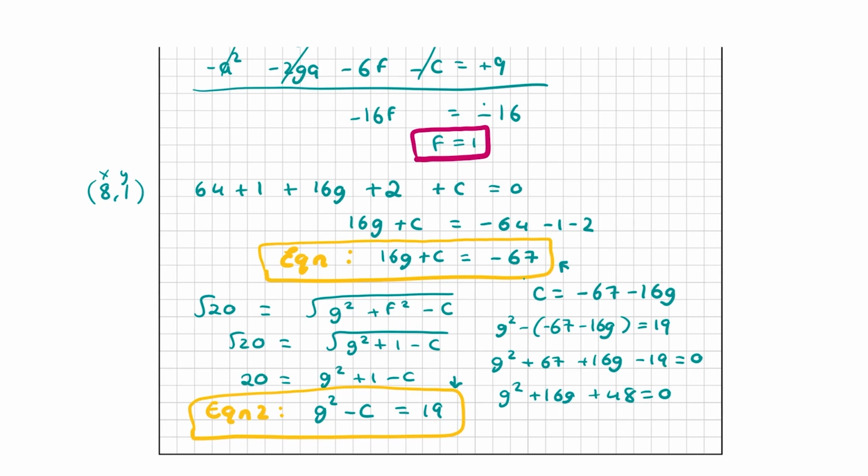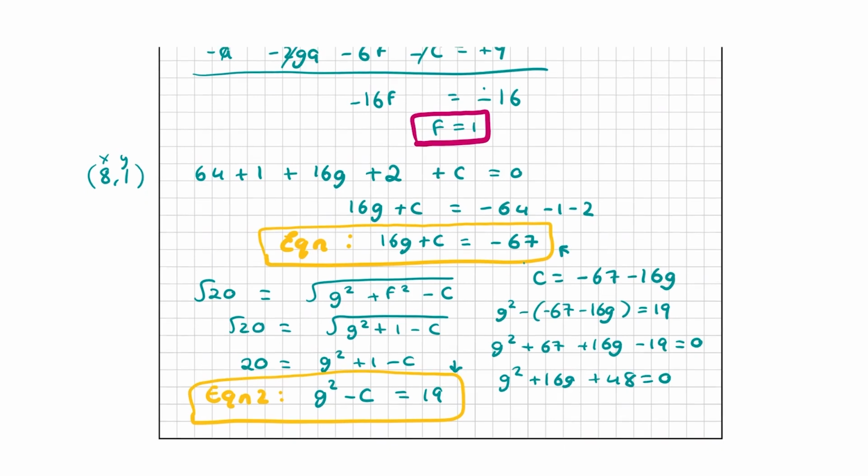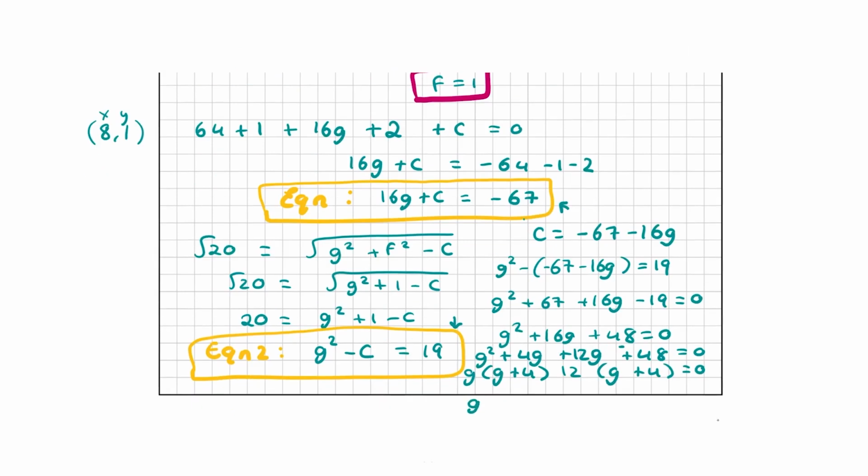It's going to give us two values for g, and we're only going to use one of them. To work out this quadratic equation, I'm going to find two multiples of 48 which add together to give me 16, and that is 12 and 4. So I have g squared plus 4g plus 12g, which add together to give us 16, plus 48 is equal to 0. Here I'm going to take out g, so we're left with g plus 4. And here I'm going to take out 12, so again we're left with g plus 4. So g plus 12 is equal to 0, g is equal to minus 12, and g plus 4 is equal to 0, so g is equal to minus 4.